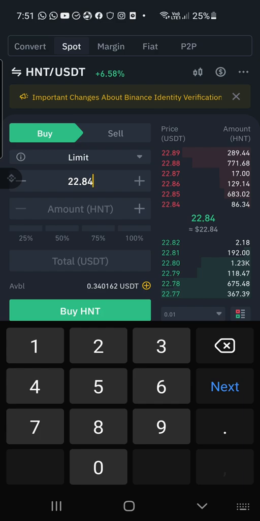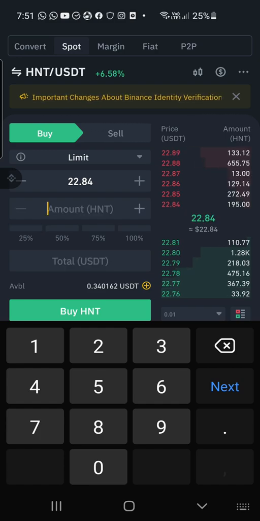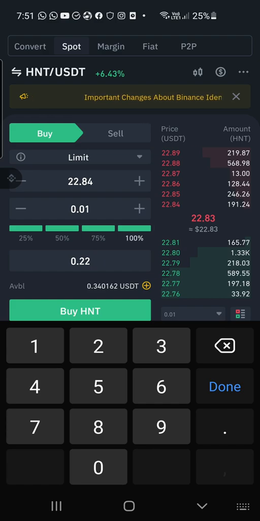You click on one of these, you write the amount that you want to buy for. For example, here it says 25, 50, 75, and 100%. What this means is how much of your money you are going to put into this currency. If you have $1,000 and you click 25%, you will buy for $250. 50% will buy you for half, which is 500, 75% for 750, and 100% will buy for all the money, all the USDT that is in your wallet.